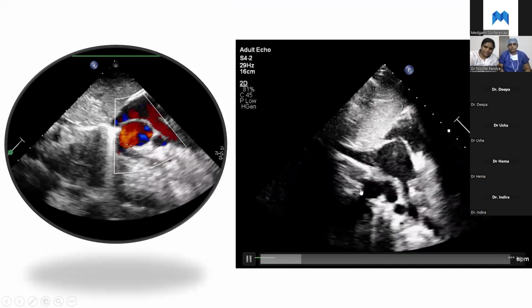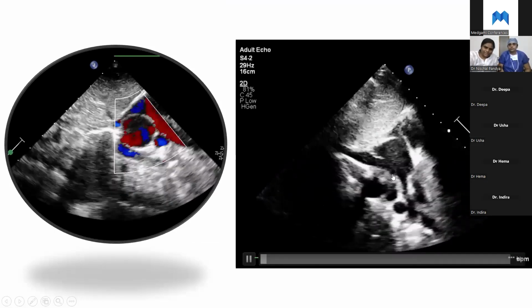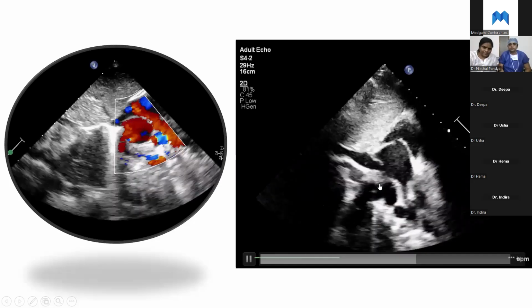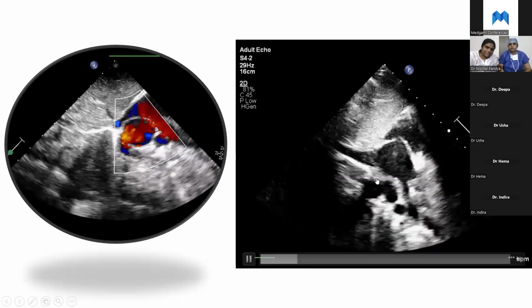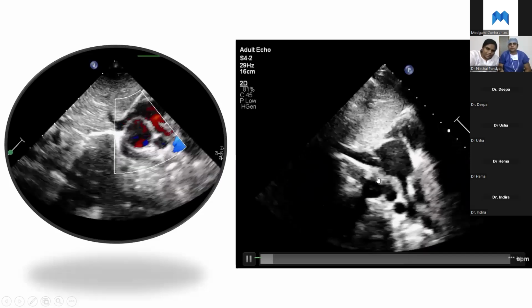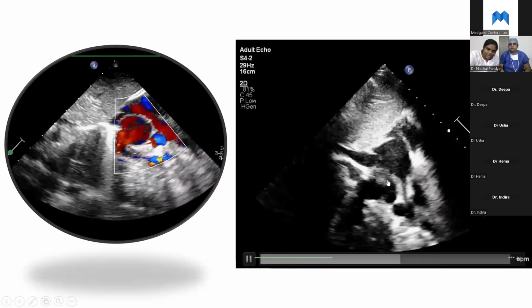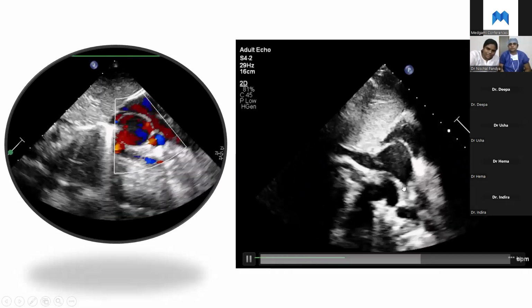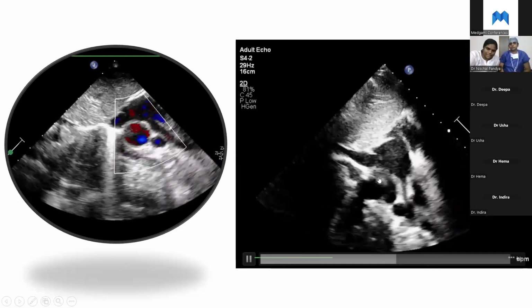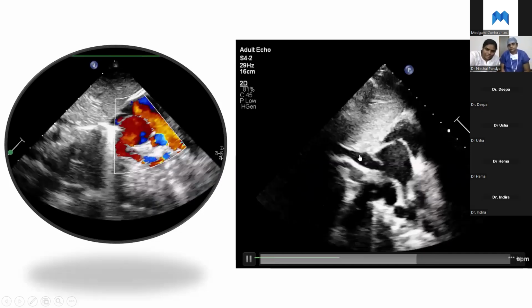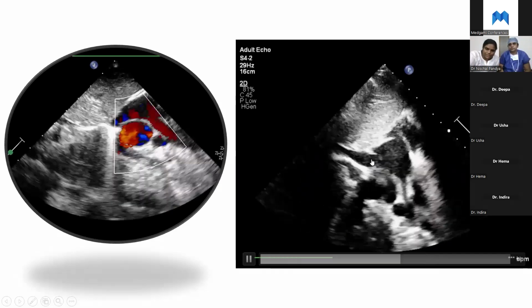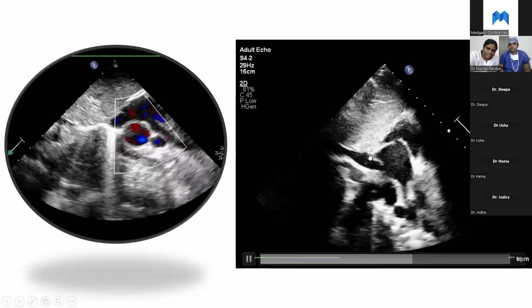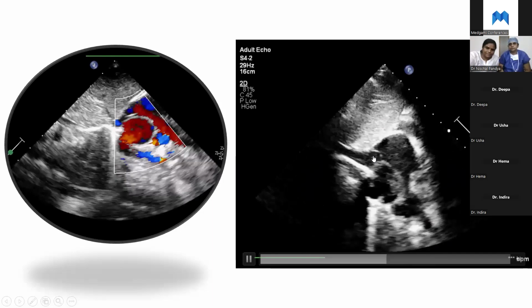And in this image, we can see that there is a fossa ovalis, patent fossa ovalis. There is a flap seen here, along in the mid of the interatrial septum. And one more structure which we see here is the eustachian valve at the portion where IVC is seen joining the right atrium.